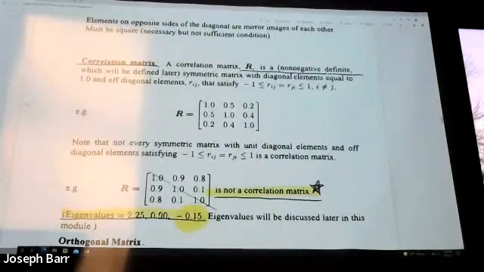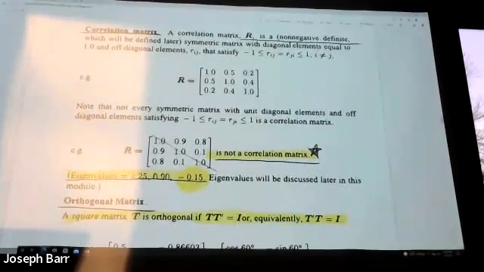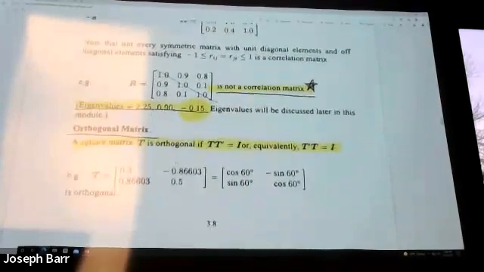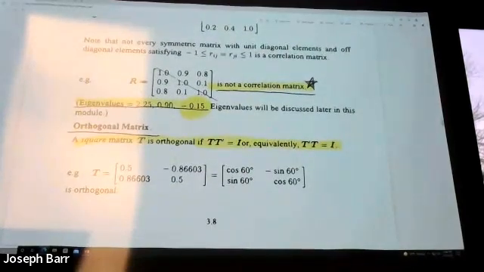non-negative definite. So what does that mean? That means the eigenvalues should be positive or 0, so it's non-negative. We're going to look at eigenvalues very soon. If it's a correlation matrix, it's non-negative definite. But if you check this matrix, the eigenvalues, they already calculated these 3 numbers. This one is negative, so it cannot be a correlation matrix. Again, how to get the eigenvalues, I will show you an example later on.